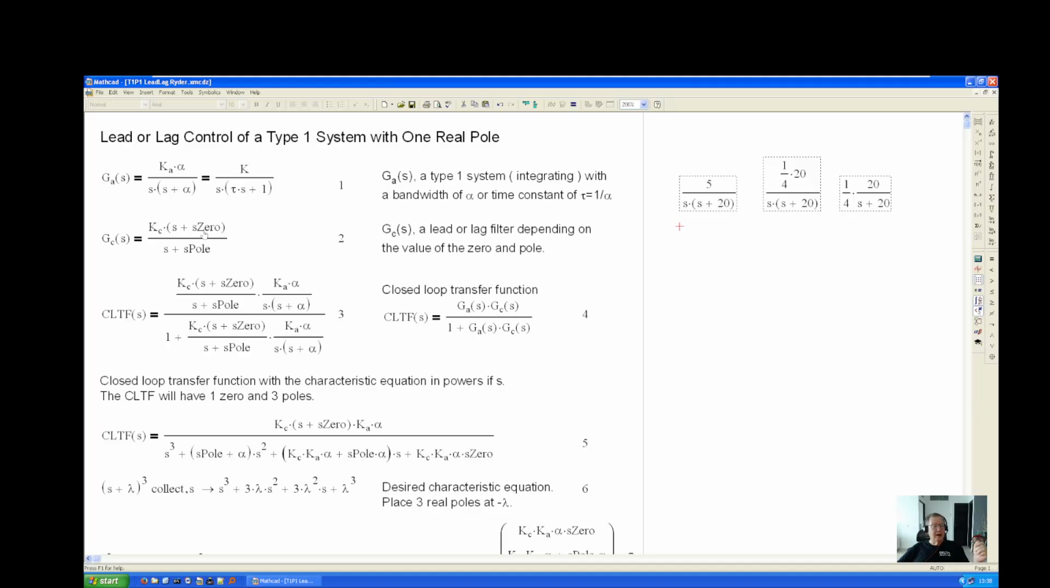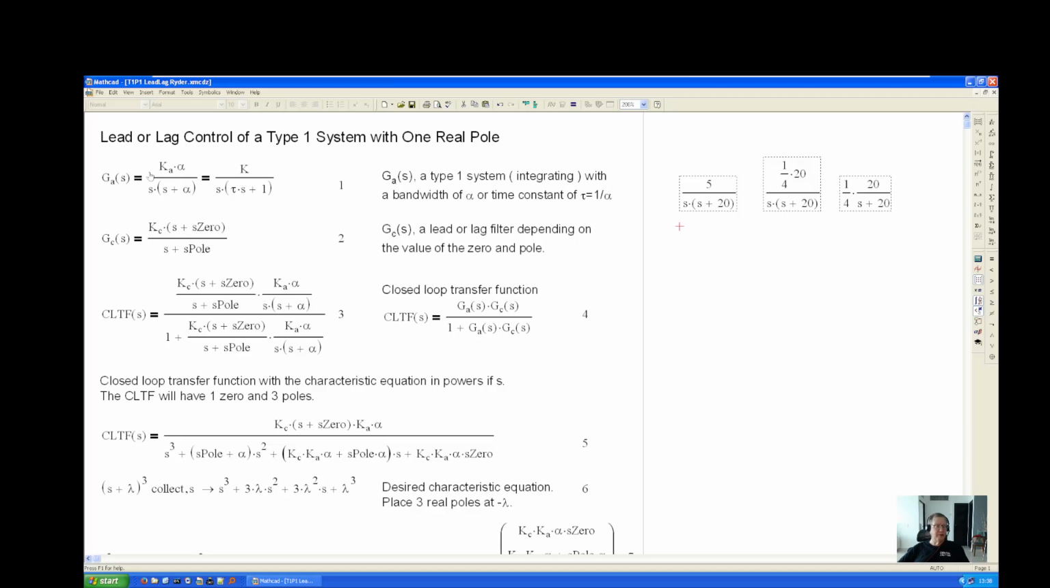The controller is a lead or a lag filter. We don't know which yet because we don't know where the zero and the poles happen to be. This is a controller gain. And what I'm using is this equation here for the closed loop transfer function. So I have the gain of the actuator and the gain of the controller over 1 plus the gain of the actuator times the gain of the controller.